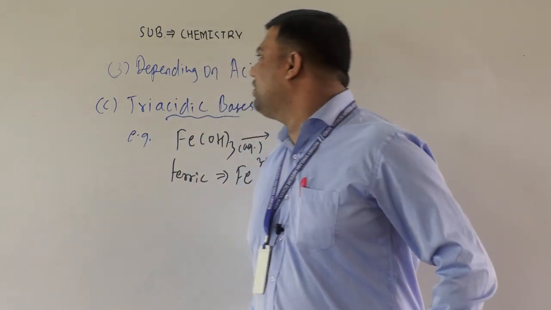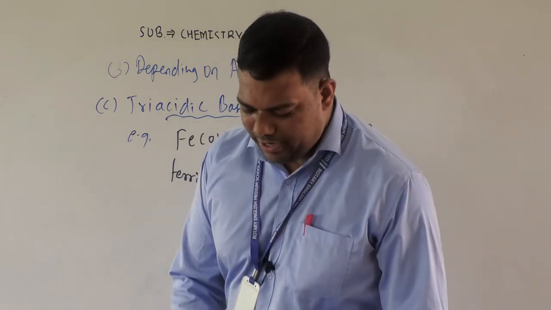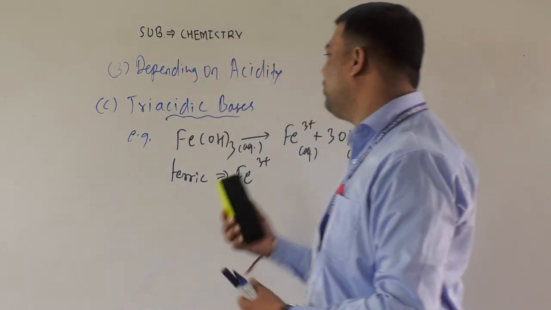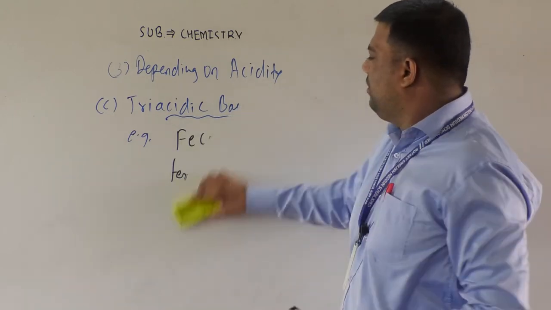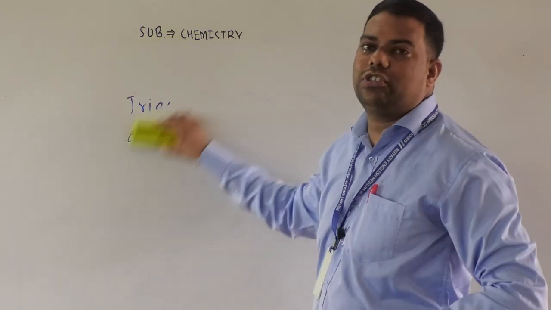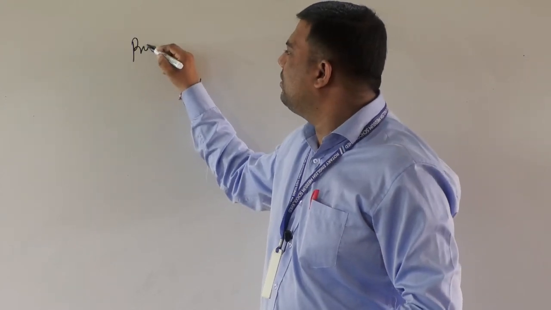Now we will discuss the preparation of bases, so concentrate on this also. In triacidic bases, you can also write the example aluminium hydroxide. You know its formula: Al(OH)3. Now we will discuss preparation.